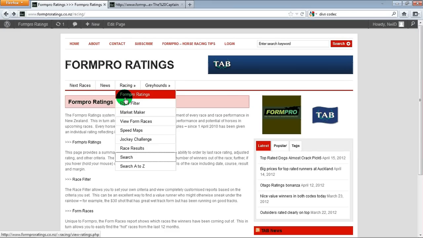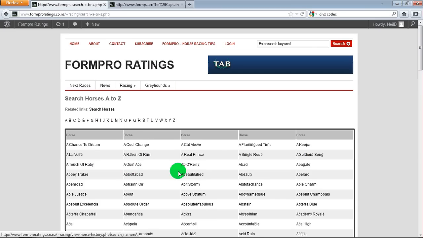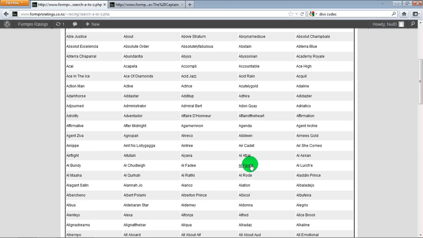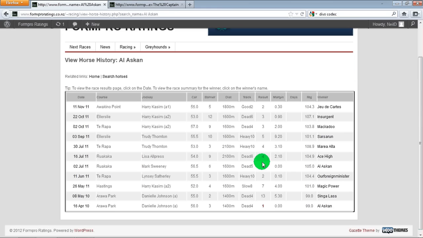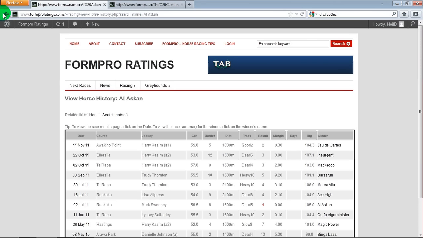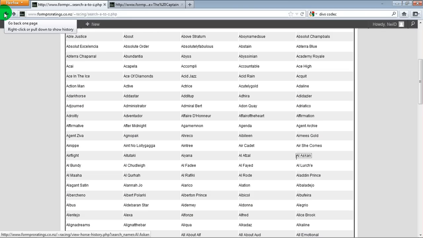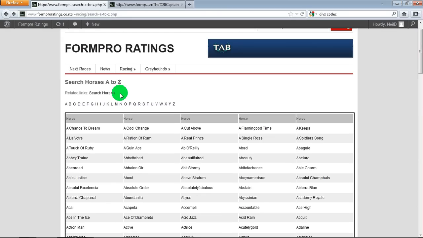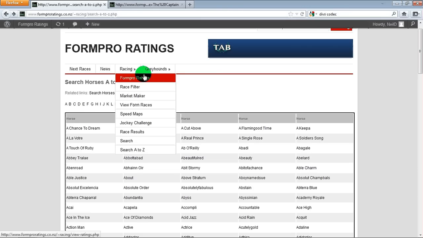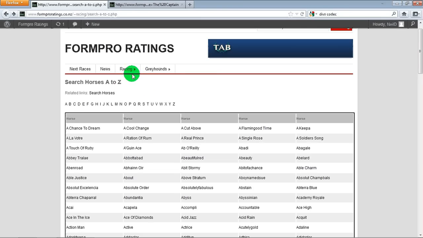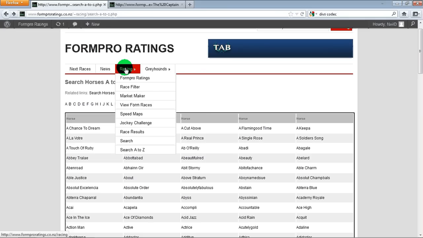You can also, if you aren't too sure of the spelling of the horse, go to search A to Z and go through there and click on the horse and find out its ratings quite easily like that. So if you own a horse or just want to research a few horses, you can do that. Okay. Okay, I'll do greyhounds in another video, but for the thoroughbreds, I've pretty well covered everything there, nothing else.